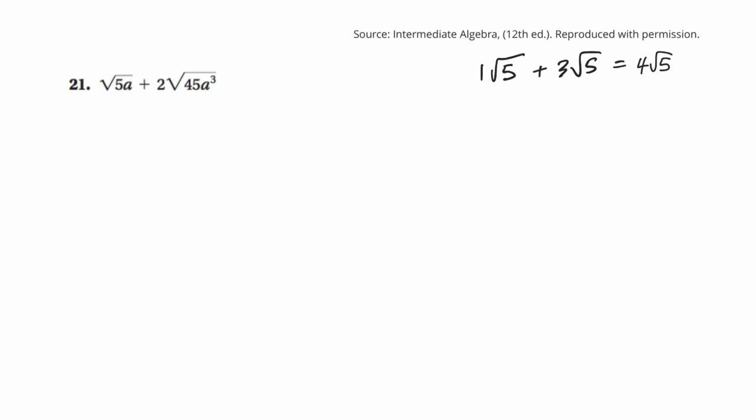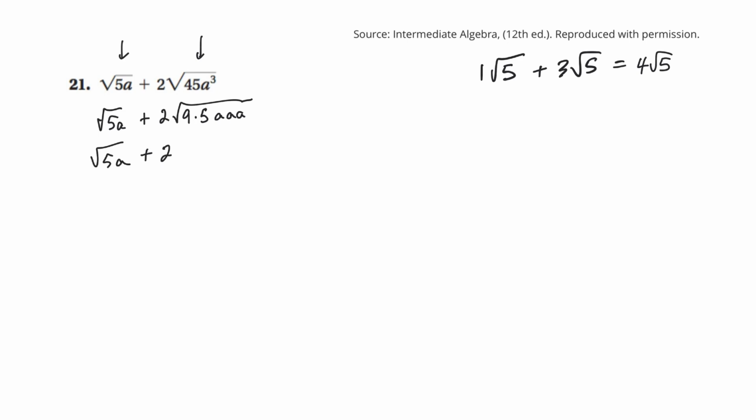But here, my radicals aren't the same. So maybe there's a way that I can get them the same. So this one, root 5a, I don't think I can do anything with that one. But this one, 45 is the same thing as 9 times 5. And then a cubed would be a times a times a, right?